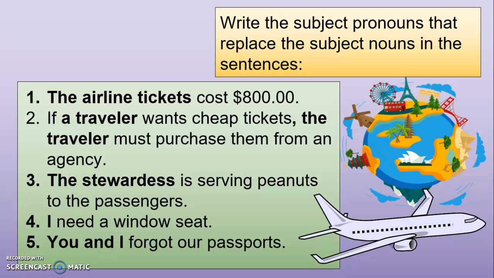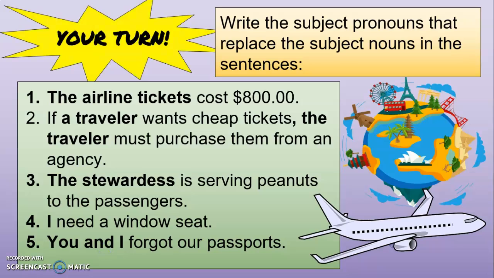Now this is your turn. For your task, I'd like you to pause this video and answer the following questions by writing the correct subject pronoun that replaces the subject nouns in these sentences. Number 1, the airline tickets cost $800. Number 2, if a traveler wants cheap tickets, the traveler must purchase them from an agency. Number 3, the stewardess is serving peanuts to the passengers. Number 4, I need a window seat. Number 5, you and I forgot our passports. Pause this video right now and complete these answers, and then click on the video to see what you got correct.